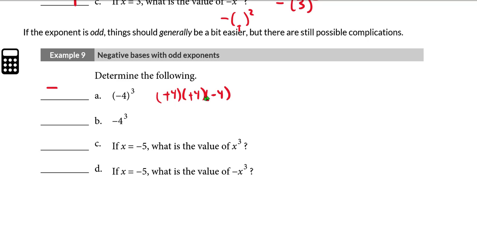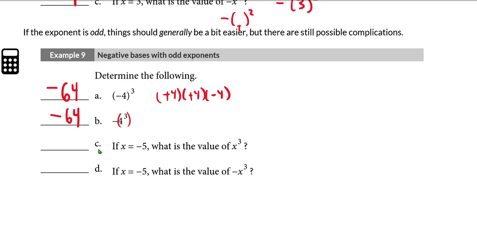4 times 4 times 4, you should know that in your head. If you need to use the calculator, it's fine. 4 times 4 times 4 is 64. 4 times 4 is 16, 16 times 4 is 64. 4 cubed is 64. Negative 4 cubed, well, we already know what 4 cubed is, so we're cubing the 4 and then multiplying by a negative, so we get negative 64 again.